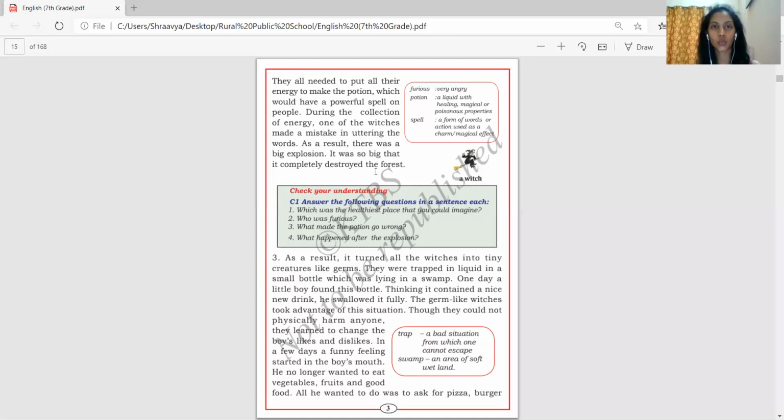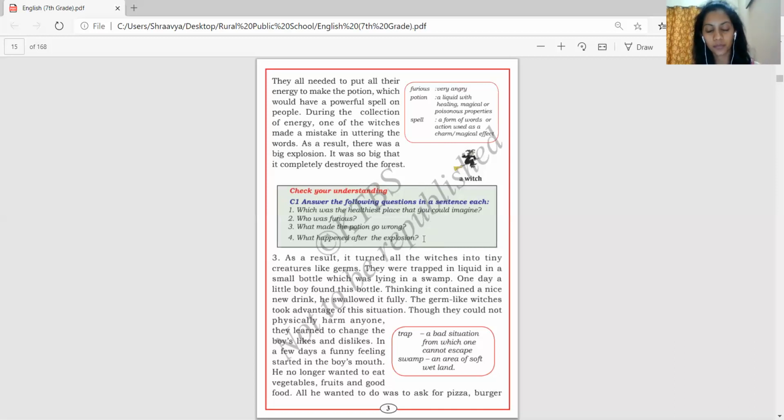There was a big explosion. The entire potion exploded. It was so big that it completely destroyed the forest. So the little forest that was there, it completely destroyed it. The forest burned. Okay, so let's go on to our questions.